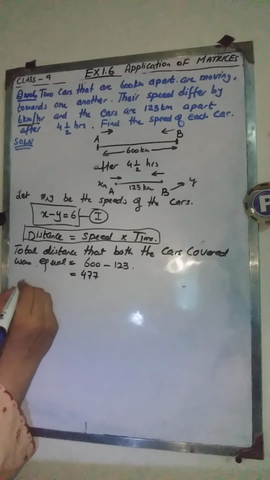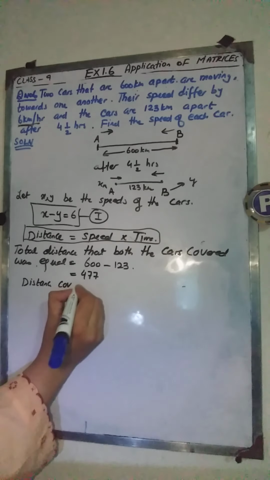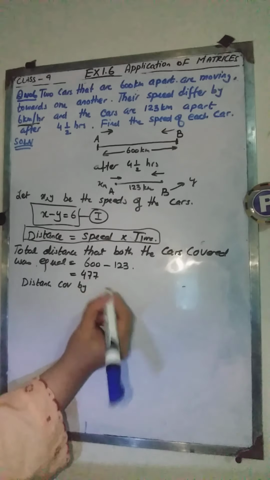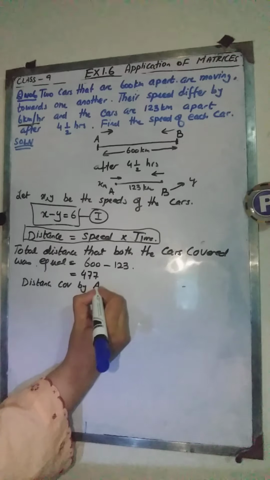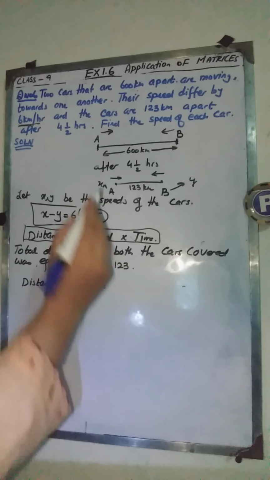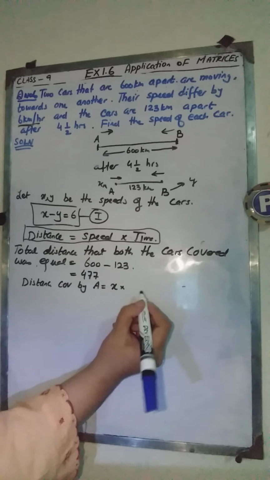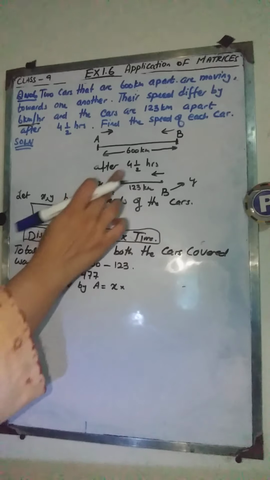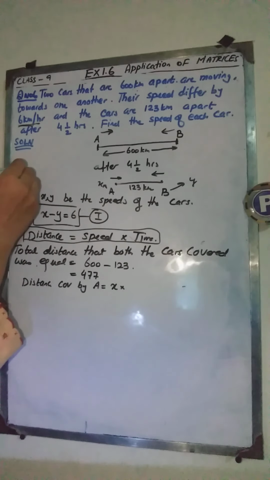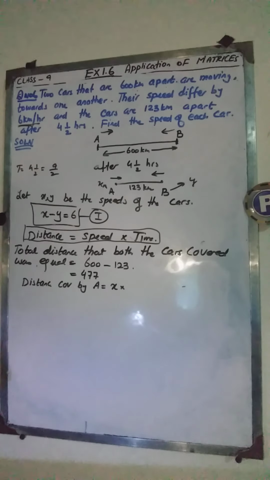Now the distance covered by A, if we calculate it separately, will be its speed. Let the speed of A be x, multiplied by the total time. The time that was spent was 4.5 hours. For both the cars the time was 4.5 hours, which is equal to 9 by 2 hours.